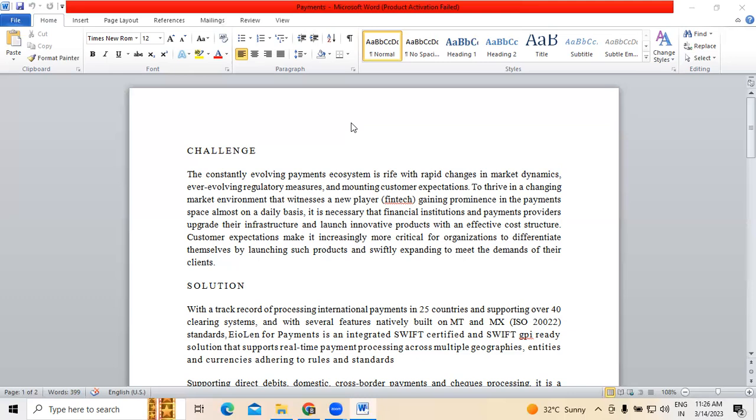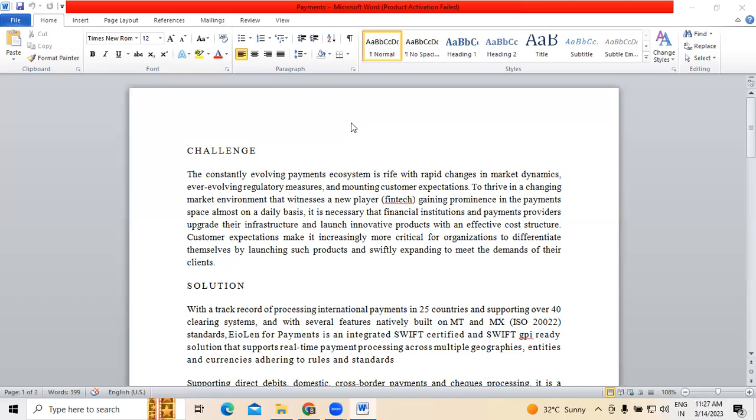Now, from here onwards, you can see the real essence of it. To thrive in a changing market environment that witnesses a new player, called fintech, gaining prominence in the payment space almost on a daily basis. Means here, there is a new player called fintech in the field of payments, playing a vital and important role in the payment space on a regular day-to-day basis, because payments is the kind of option available for financial, banking and financial services organizations, where these payments happen at regular intervals in different formats.